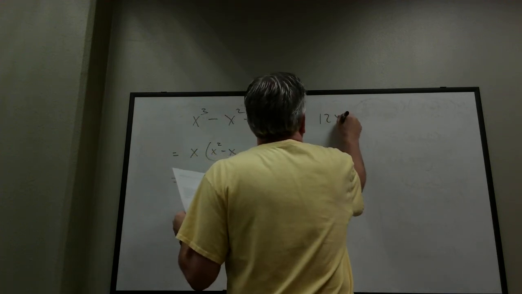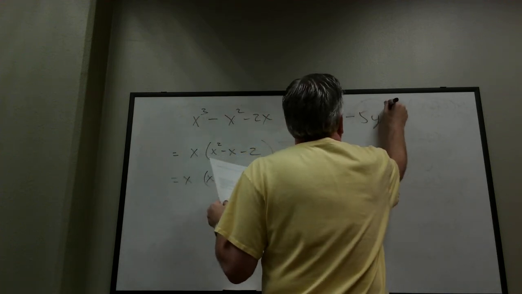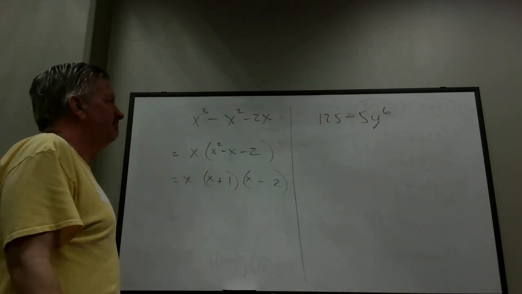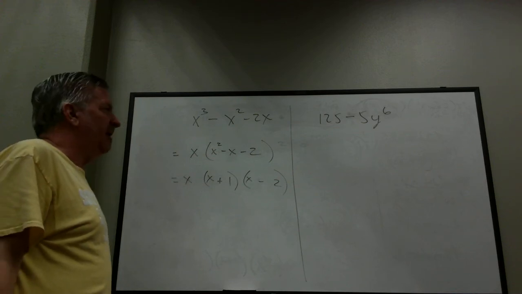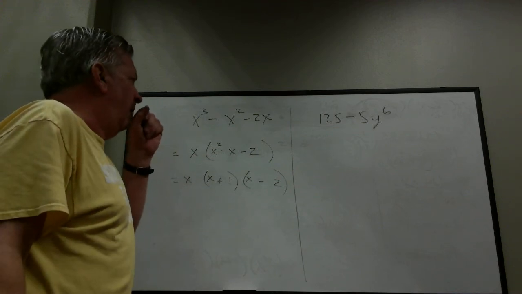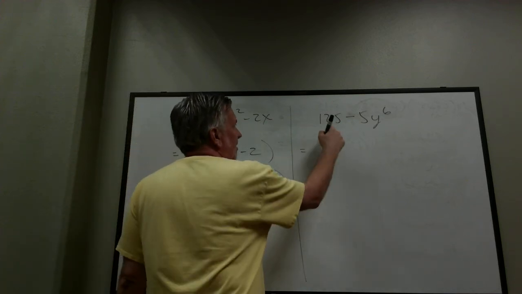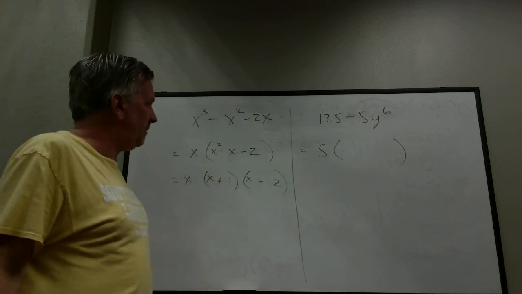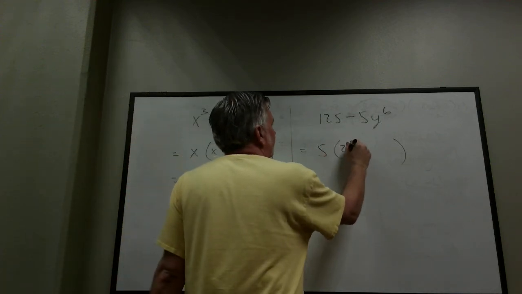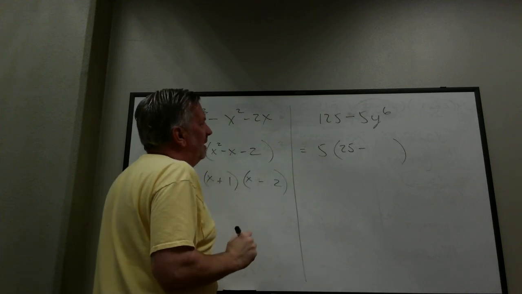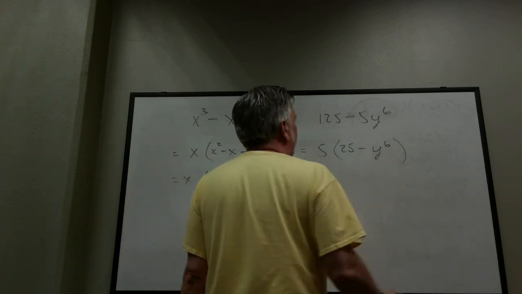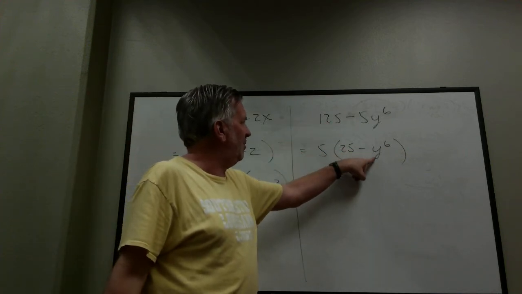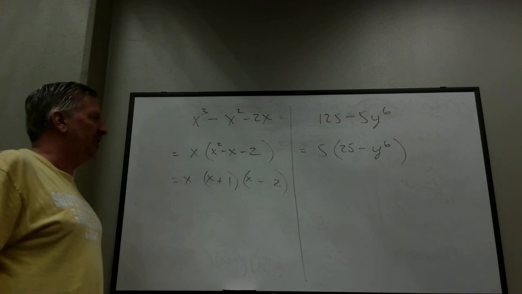Okay, so B says 125 minus 5y to the 6. Where do we begin? First step says pull out the greatest common factor, which here is 5. 5 divides 125, so you get 25 minus y to the 6. Yeah, 5 times 25 is 125. 5 times negative y to the 6 is minus 5y to the 6. Okay, good.